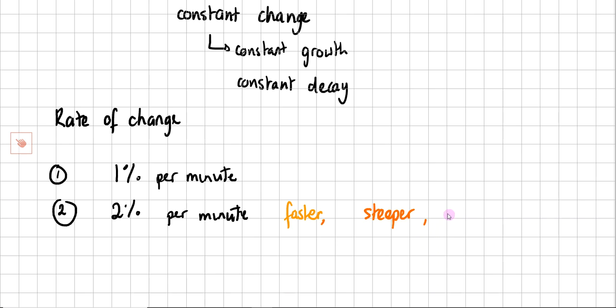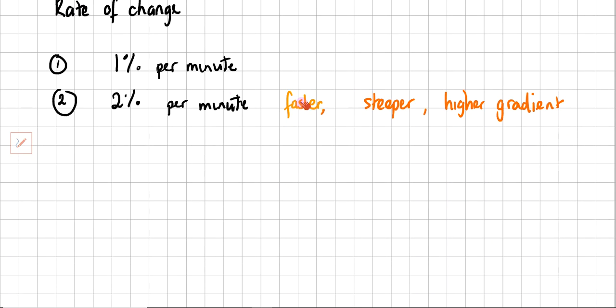And this is what we've got to understand today: a higher gradient. Okay? So we'd have a higher gradient. Now, what does that mean? Well, that means that the line's steep.